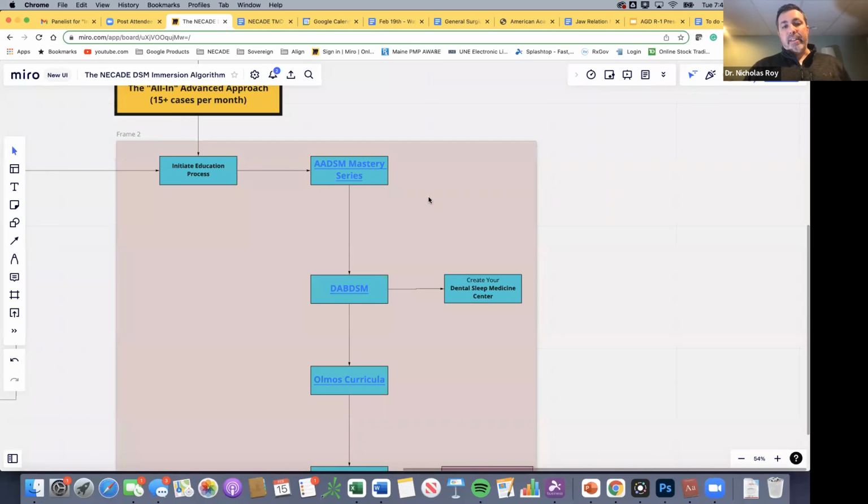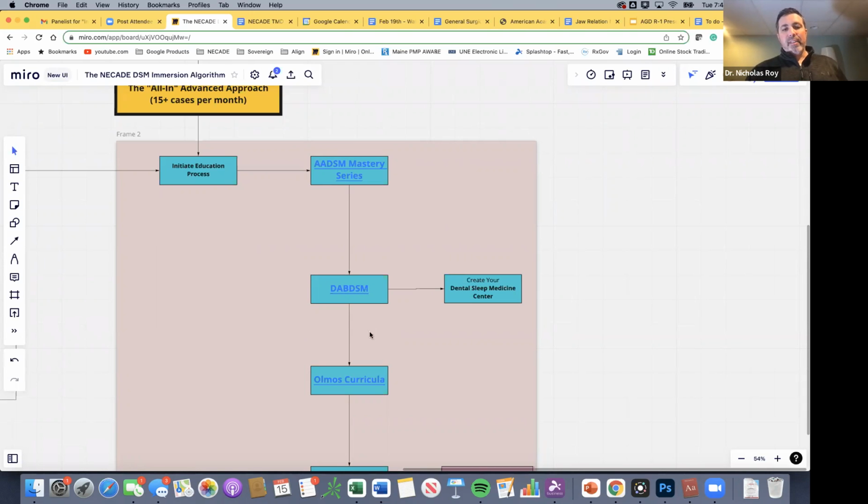After you sit for that, and that takes about 2 years to do. Fortunately, since COVID, it's online, at least it was for me. I would jump on it if they decide to bring that back to live, because it's way easier to do it online because there's a lot of stuff to watch. After you do that, you can sit for your diplomacy in the American Board of Dental Sleep Medicine.